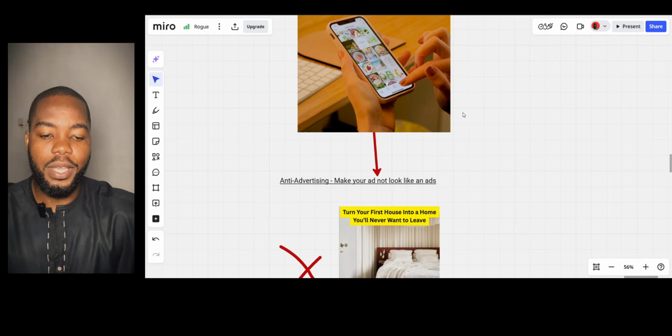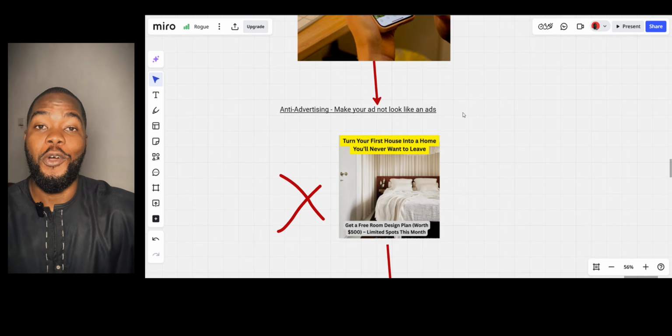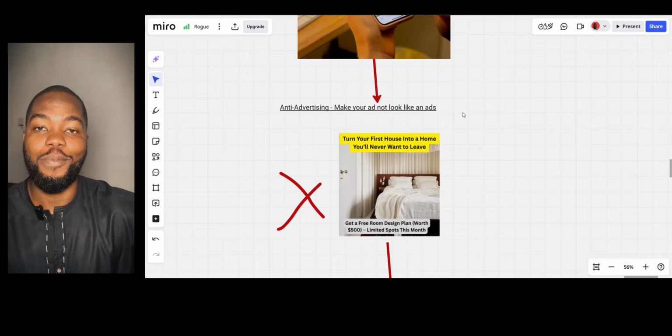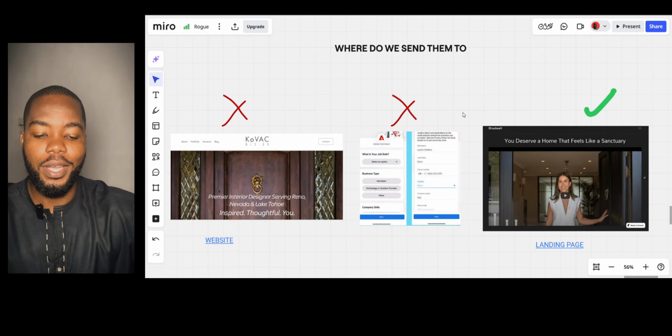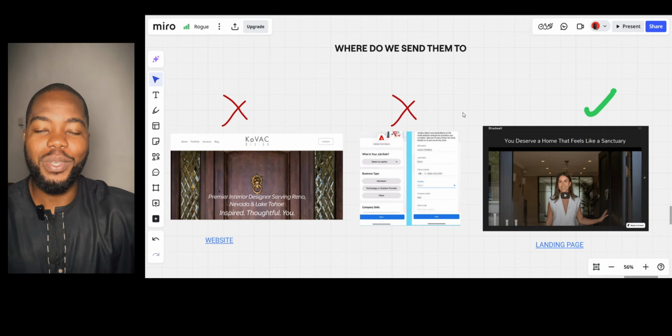We're not trying to be a billboard or to be cheap or give some massive discount to get people. We are trying to give value first. When you give value first, you get more in return. Now, whenever we run this ad, where do we send them to?